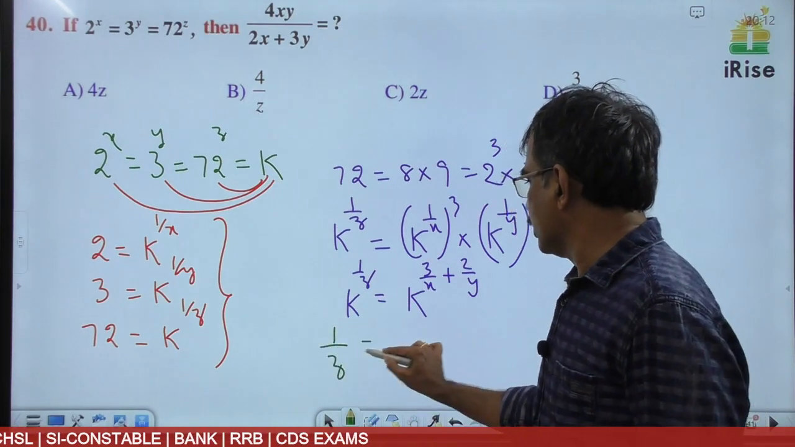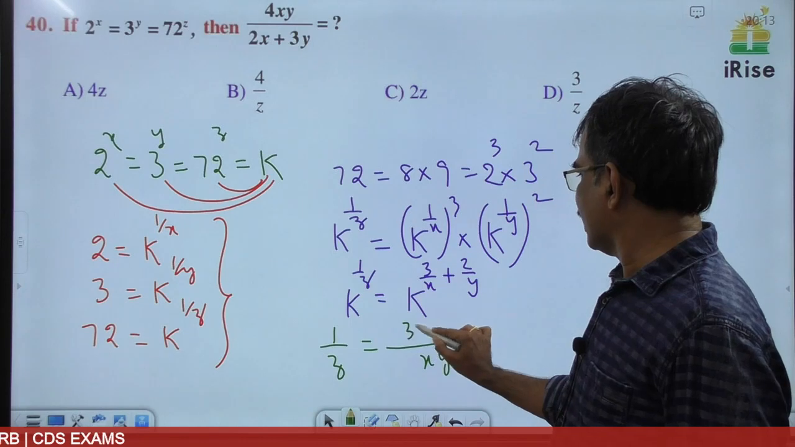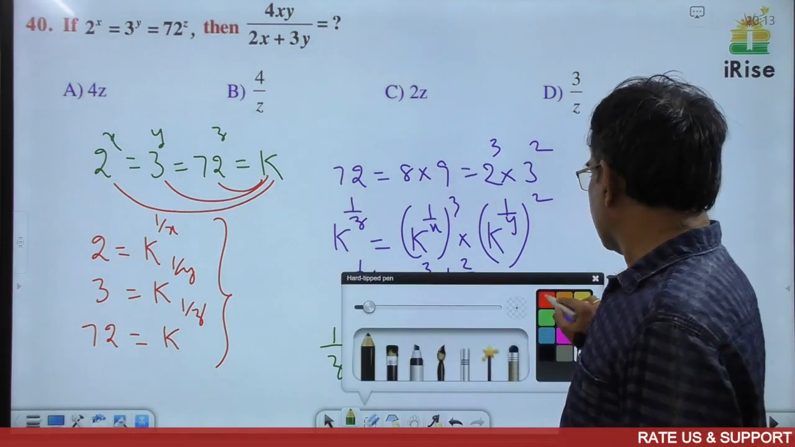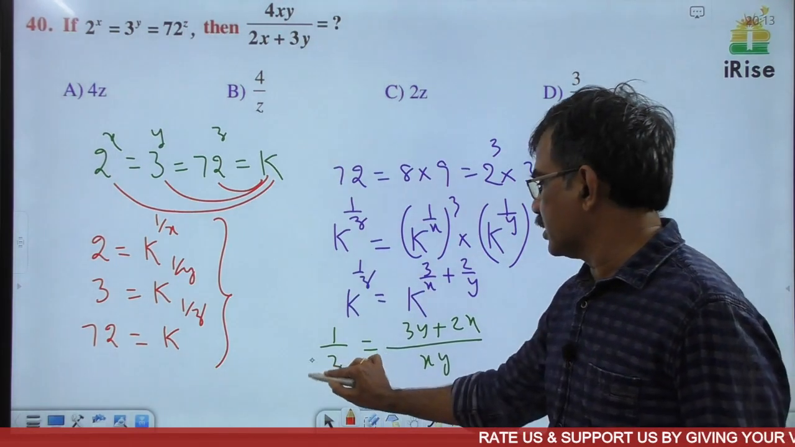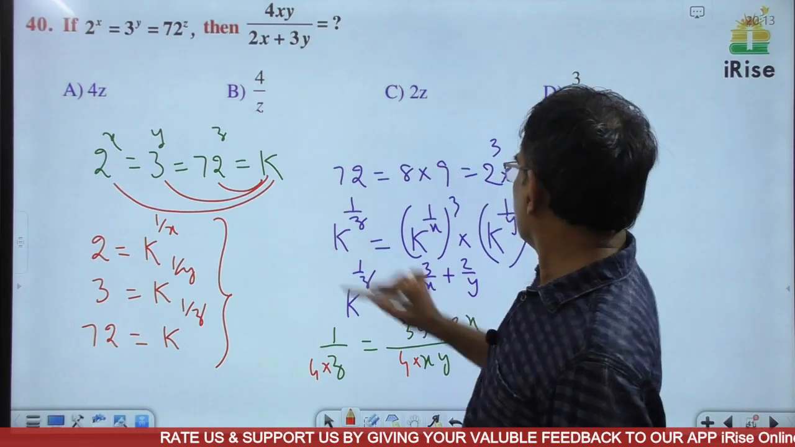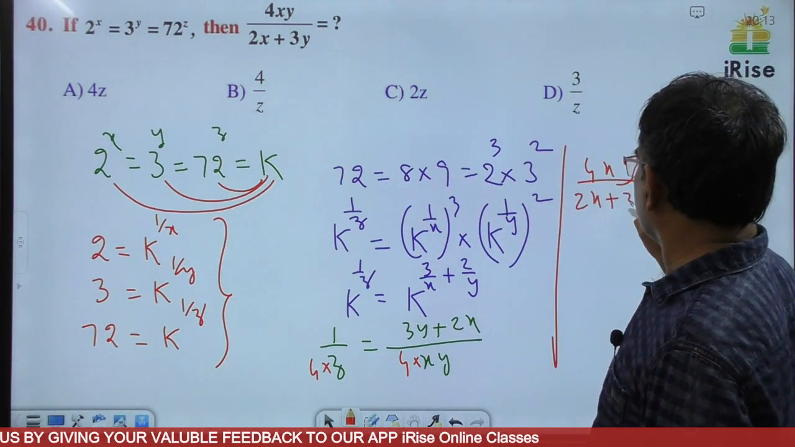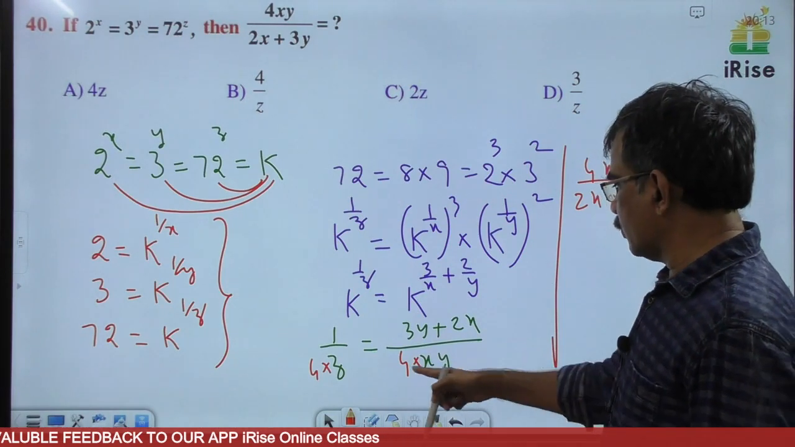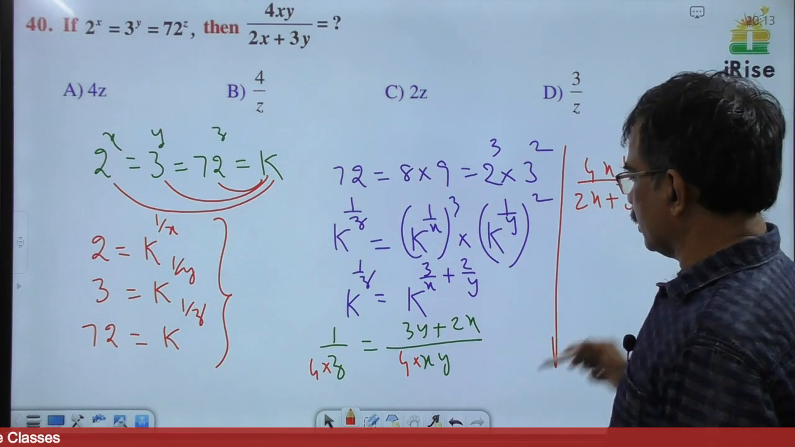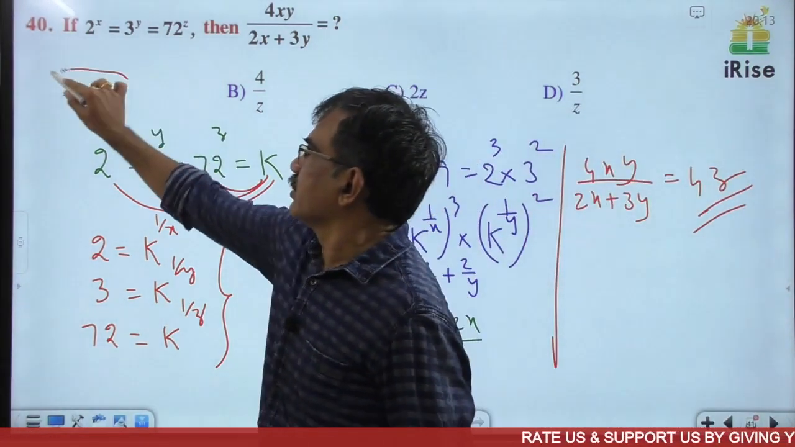1 by z is equal to, take LCM as xy here, 3y plus 2x, and just multiply by 4 on both sides. See the question. The question is what is 4xy by 2x plus 3y? It is nothing but the reverse of this. 4xy by 2y plus 3x is nothing but 4z. If you take the reciprocal, the answer is 4z.